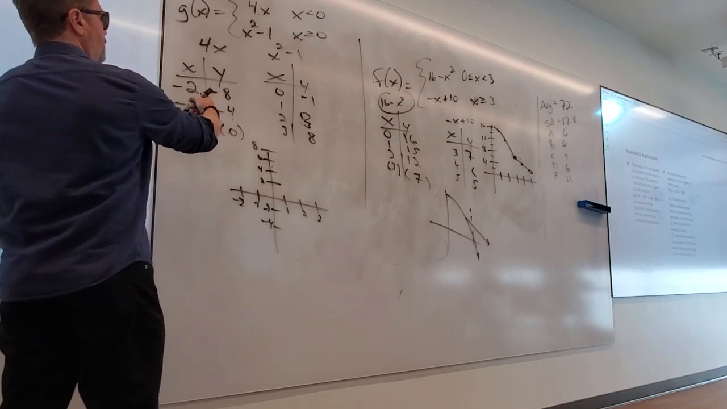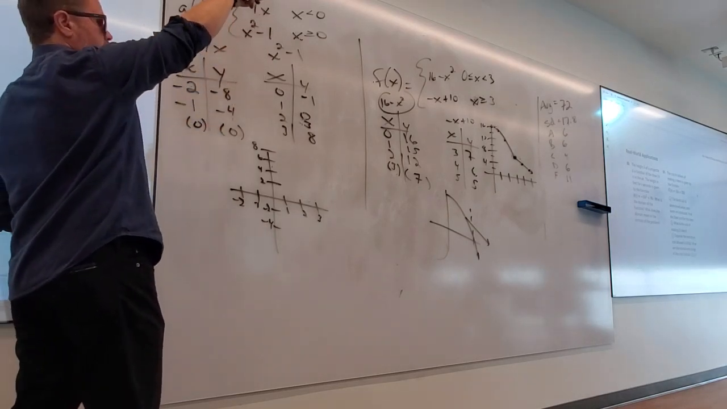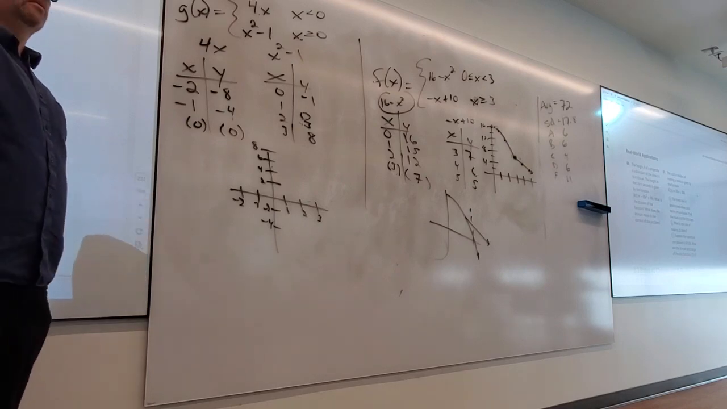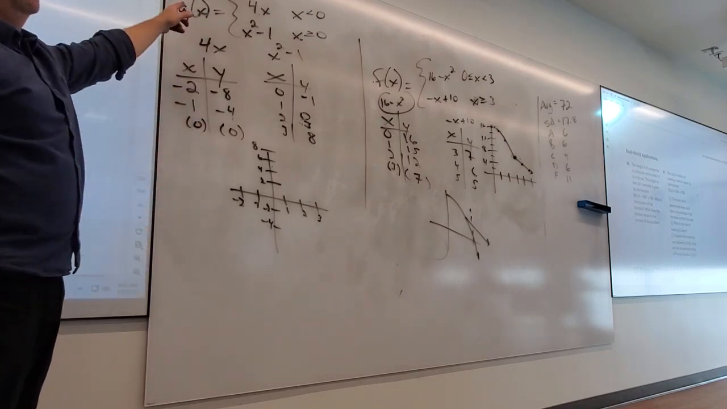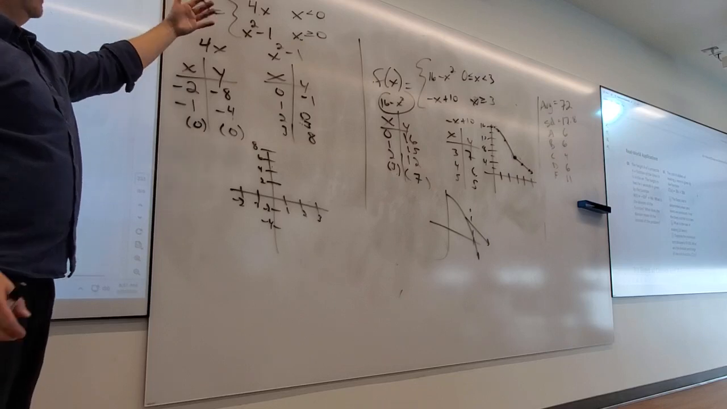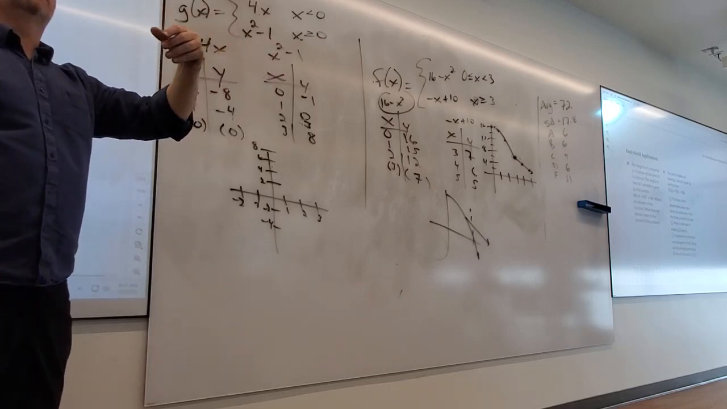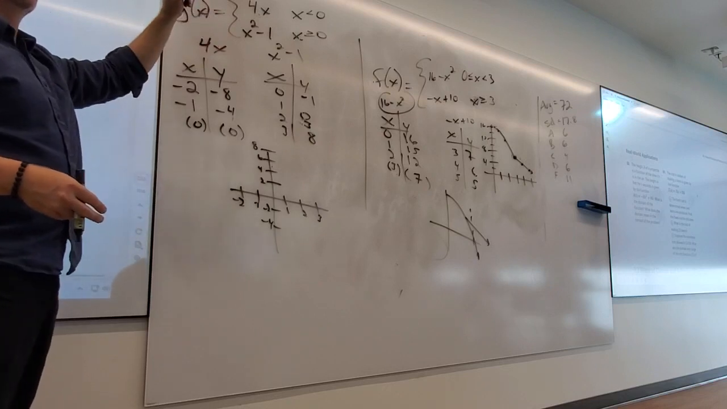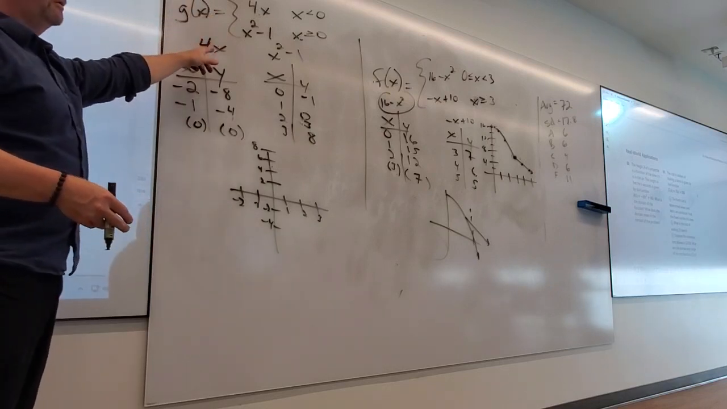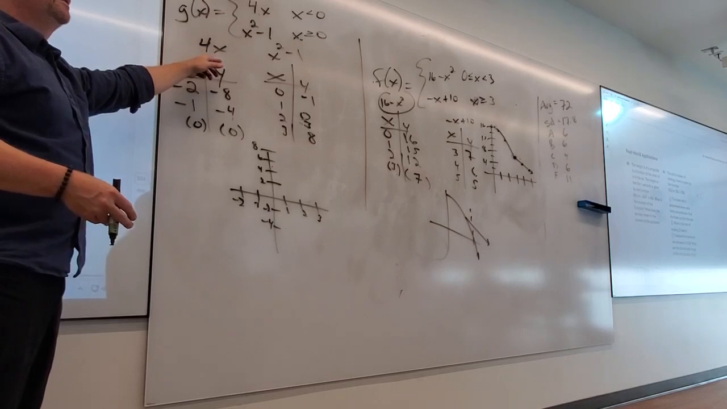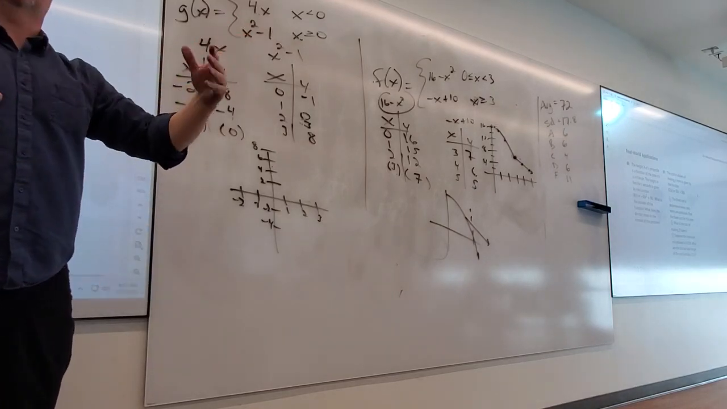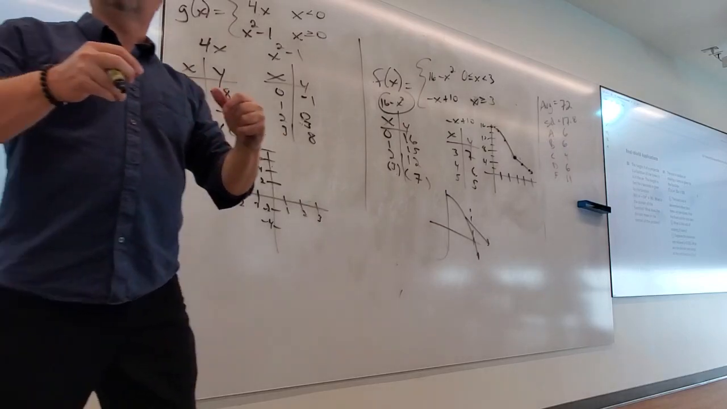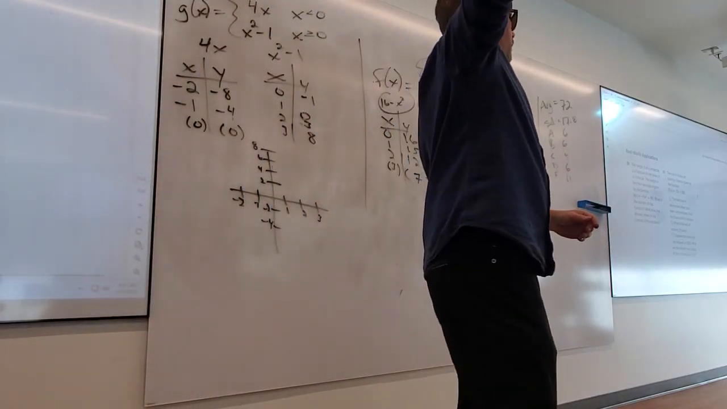So now you just start plugging points in. What's it look like below 0? What's the shape? Below 0, what's the function? 4x. What's the shape of that? A line. Okay. Above 0, what's the shape? Above 0, what's the function? X squared minus 1. What's the shape of x squared minus 1? Yeah, it's a parabola. It's got to be curved, right?